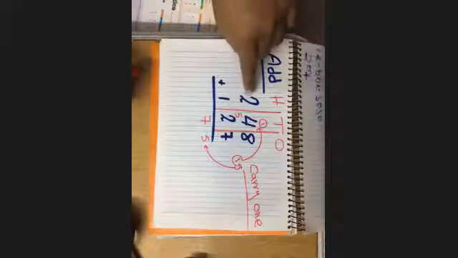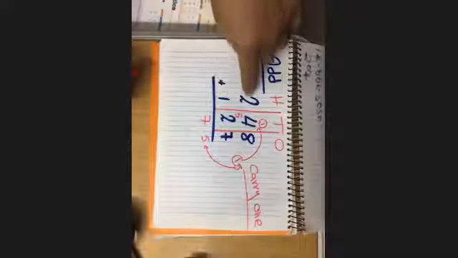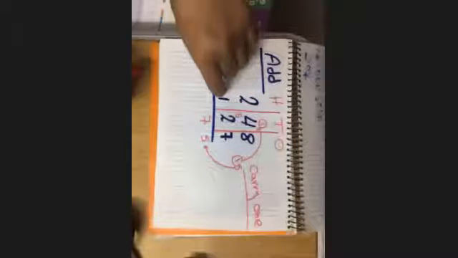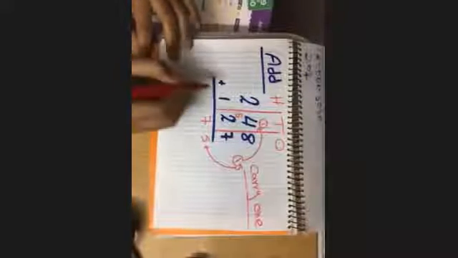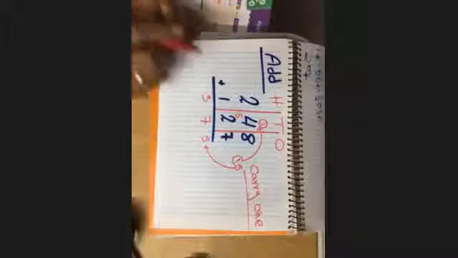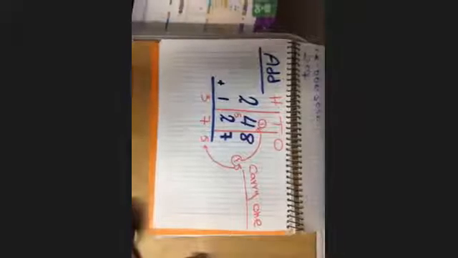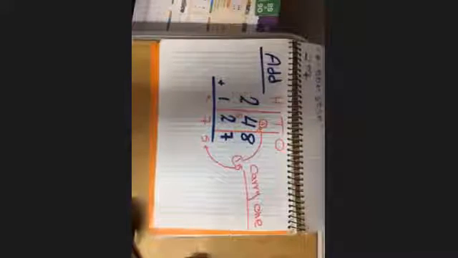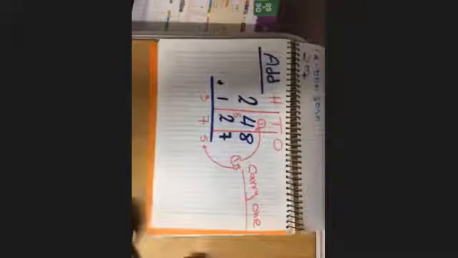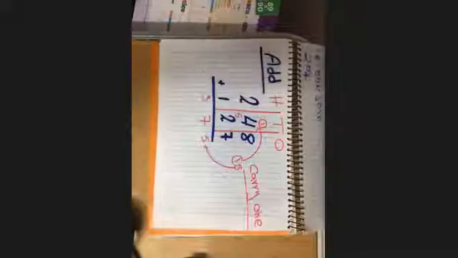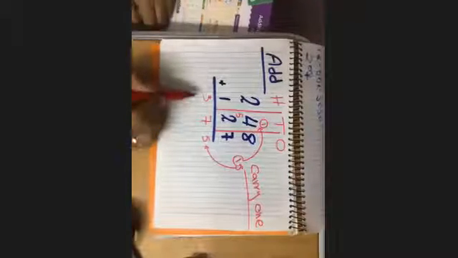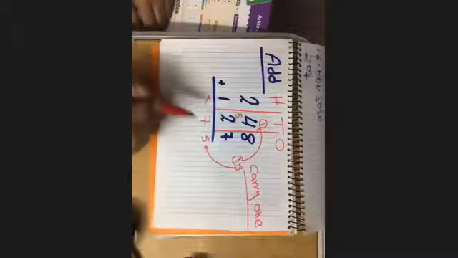Last step, 2 plus 1. Put 2 in my head, 1 in my finger. After 2, 3. So the answer is 375. The answer is 375.